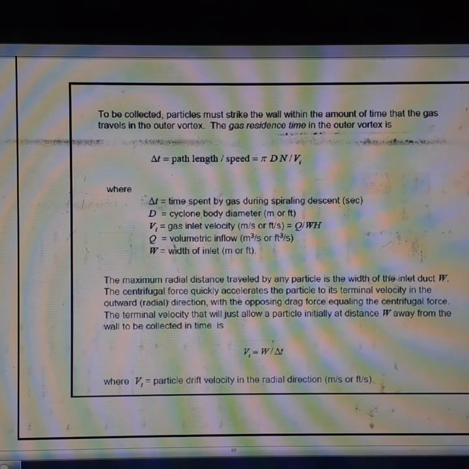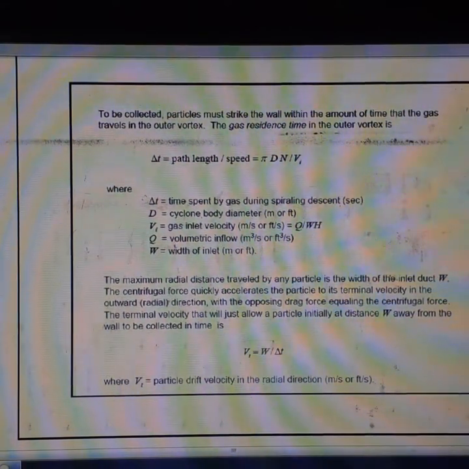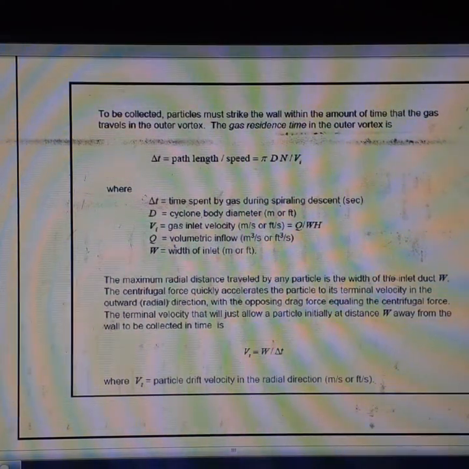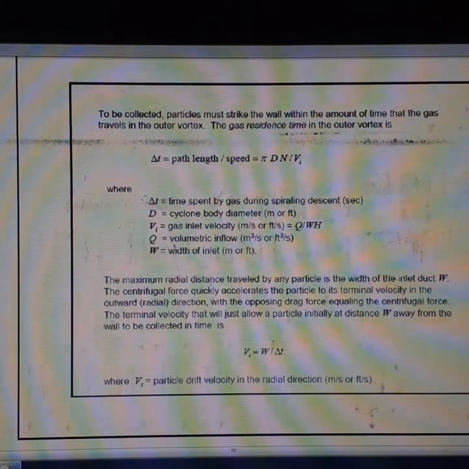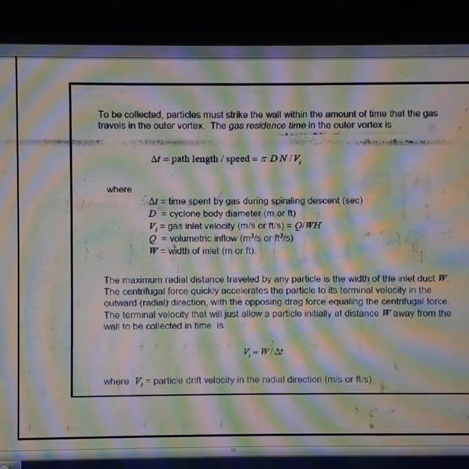Now, to be collected, particles must strike the wall within the amount of time that the gas travels in the outer vortex. The gas residence time in the outer vortex is delta t, that is path length by speed, where delta t equals the time spent by gas during spiral descent, in seconds. D is the cyclone body diameter, Vt is the gas inlet velocity, Q is the volumetric inflow, and W is the width of the inlet. Now, the maximum radial distance traveled by any particle is the width of the inlet duct, W.